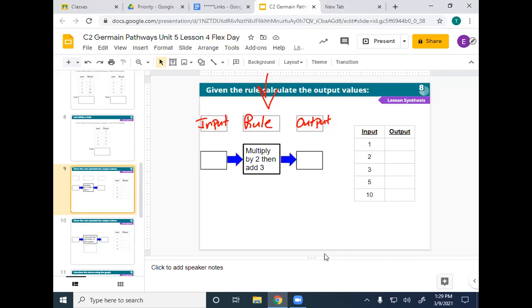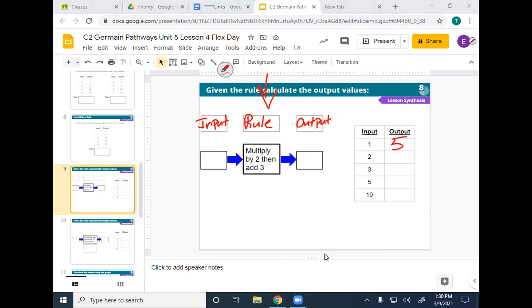Okay. Very good. So our rule is multiply by 2, then add 3. So I have an input of 1. I'm going to first multiply by 2, then I'm going to add 3. What do we get for an output here? Olivia? 5. Very good. Anybody disagree? No. Very good. Ethan, I have an input of 2. What's my output going to be? Multiply by 2, then add 3. So it would be 4, but then add 3.